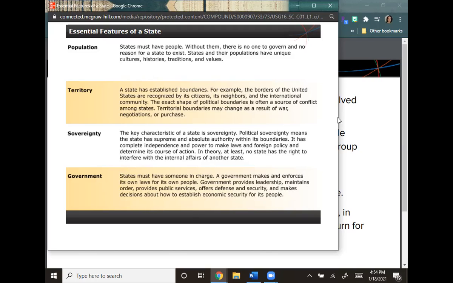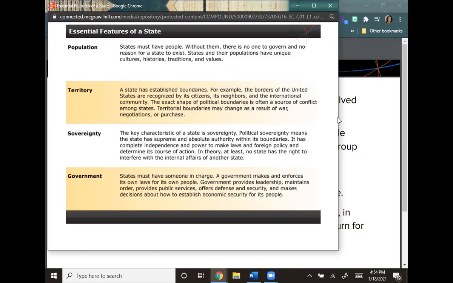Then you have territory. A state has to have established boundaries. You have to know where that state is. So, for example, the borders of the United States are recognized by its citizens, its neighbors, and the international community. The exact shape of political boundaries is often a source of conflict among states. Territorial boundaries may change as a result of war, negotiations, or purchase.